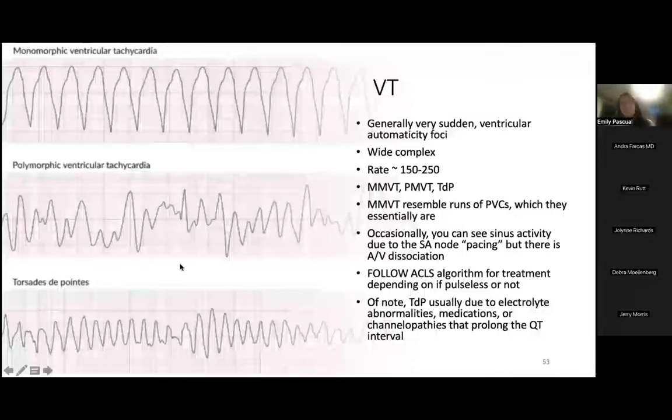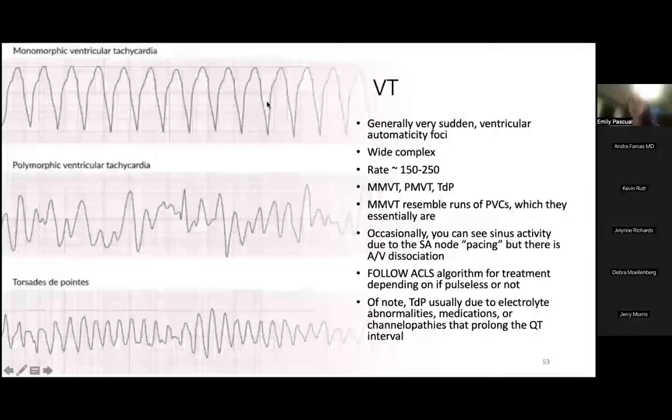So we're going to talk about ventricular arrhythmias now. This is generally very sudden. It's usually automaticity related, but some patients may have a reentry circuit in the ventricle, especially patients who have had a history of prior MI. Most of the time, ventricular tachycardia comes from scar tissue inside the heart. So we see this very commonly in patients who, again, have had prior MIs.